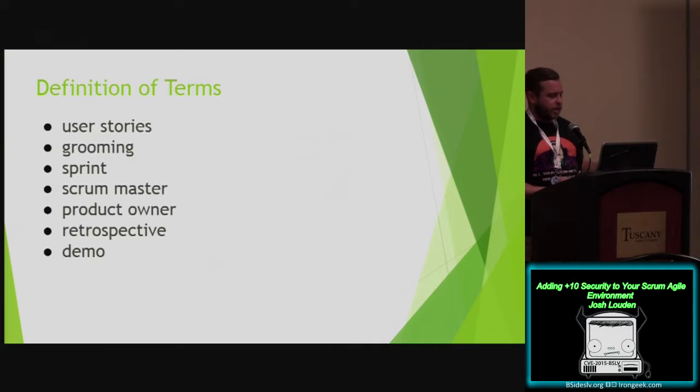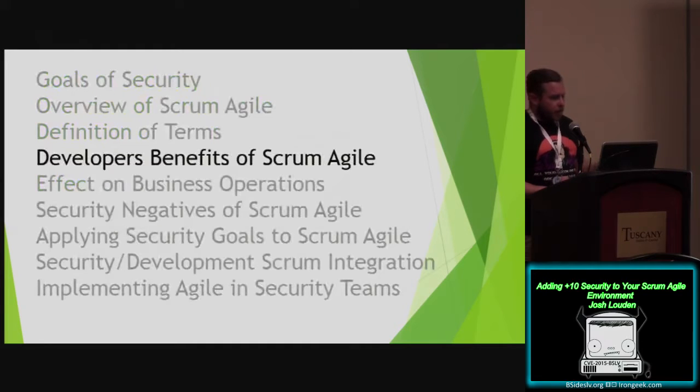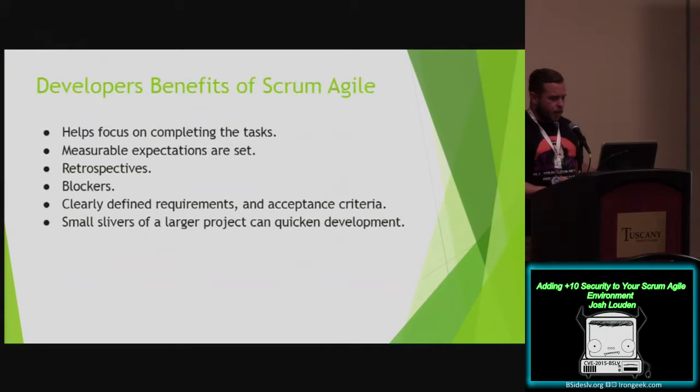That's really how teams demonstrate what they completed, the various tasks. So what are the benefits of Scrum Agile to developers? It helps them to focus on completing assigned tasks during a sprint. Short daily updates are given.